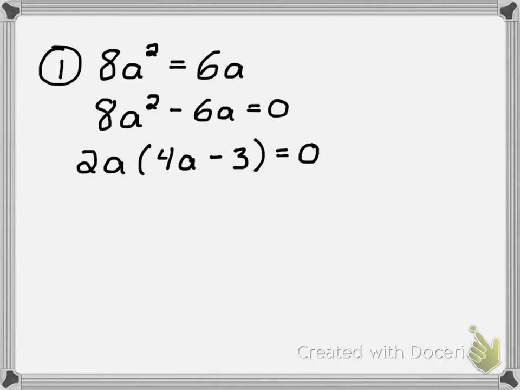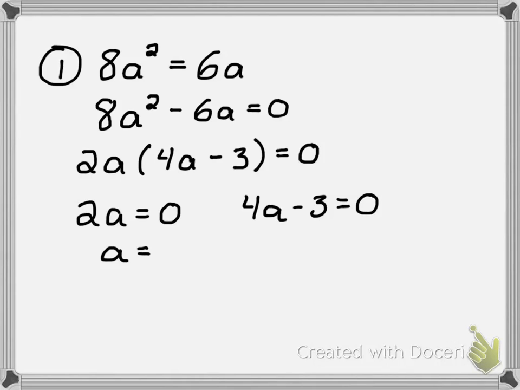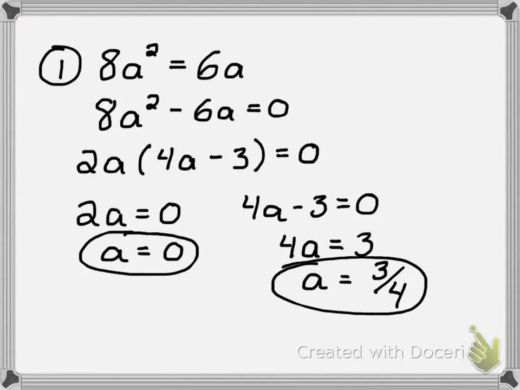Now there's nothing left to do as far as factoring here, so then our last step would be to take each factor and set it equal to 0. And we have 2 factors. One of them is 2a, and the other one is 4a minus 3. So if we take both of those and we set them equal to 0, then we have 2 mini equations that result from that. We solve each one, and we'll get 2 solutions. So your first solution would be a equals 0, and then your second solution would be a equals 3/4.